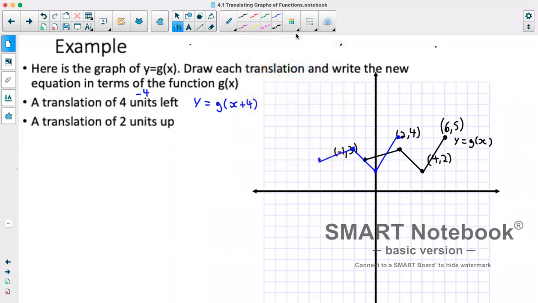Okay, the next one was a translation of 2 units up. So that'd just be y is equal to g of x plus 2. We just take our original points and move them up 2, and then join them together.